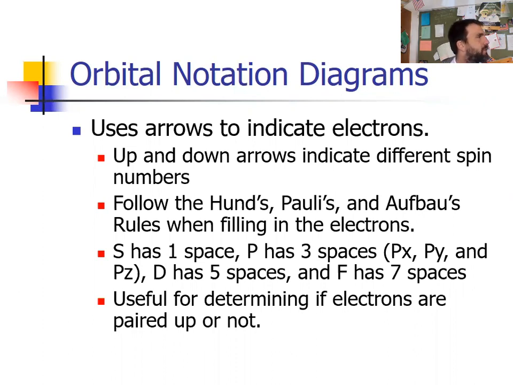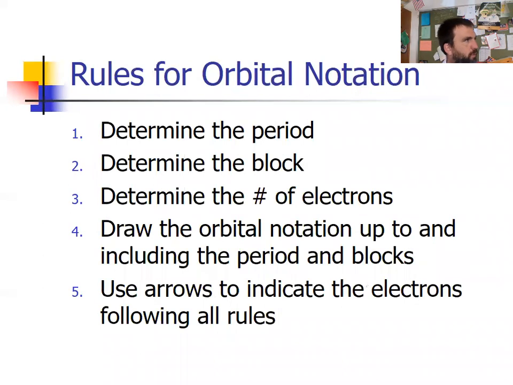F has 7 spaces. Our rules for determining our orbital notation: you need to determine the period, block, and number of electrons. Then you're going to draw the orbital notation up to and including the period and the block, and then use arrows indicating the electrons.